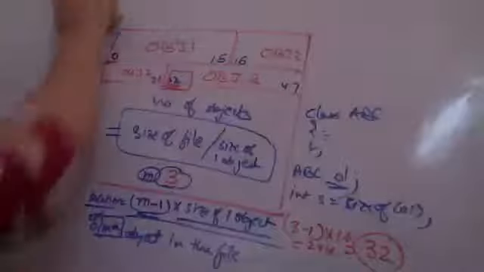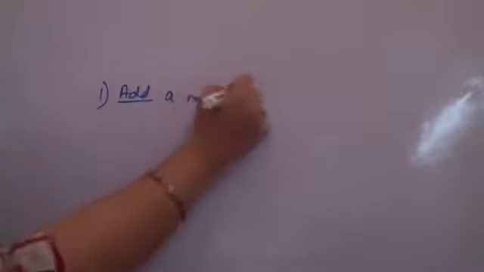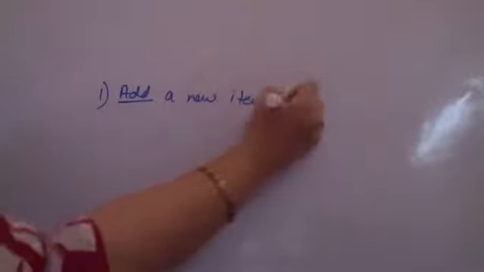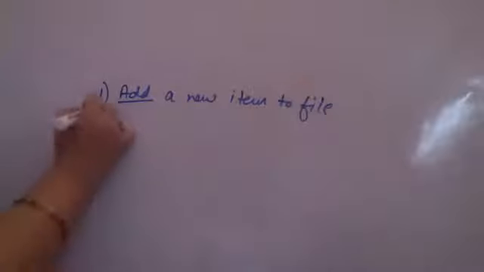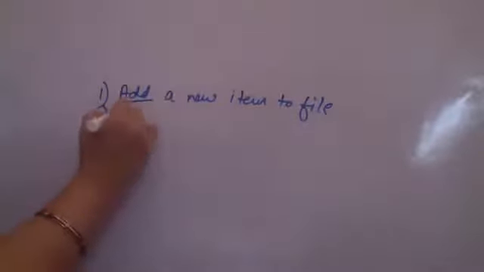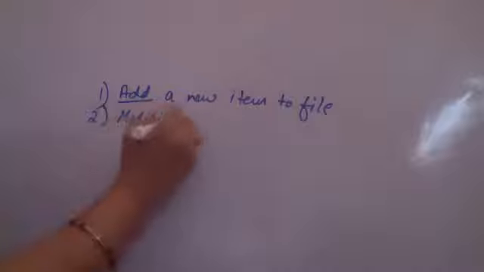So let us see how do we randomly access the details of a file and how can we achieve it. Let me make the question very clear once again. In the same stock file that we had created, with name, code, cost, we want to add a new item, a new object, to the file. Secondly, I want to modify the detail of some object.